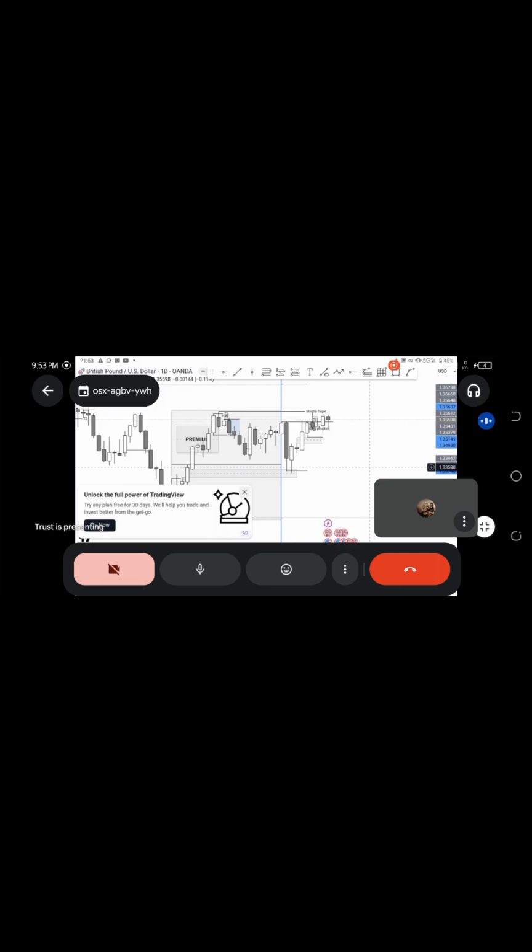Now, if price comes into discounts, discount sales, what do buyers do? They start buying. So just get that idea. When price is at a premium, the likely thing that will happen is they sell. And when price is at a discount, they buy.